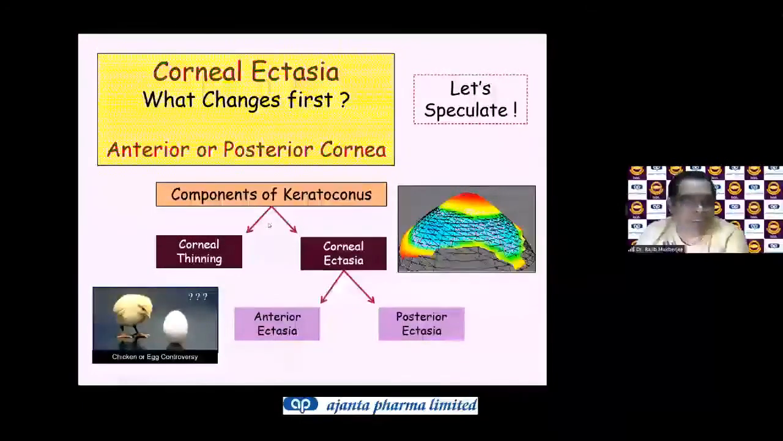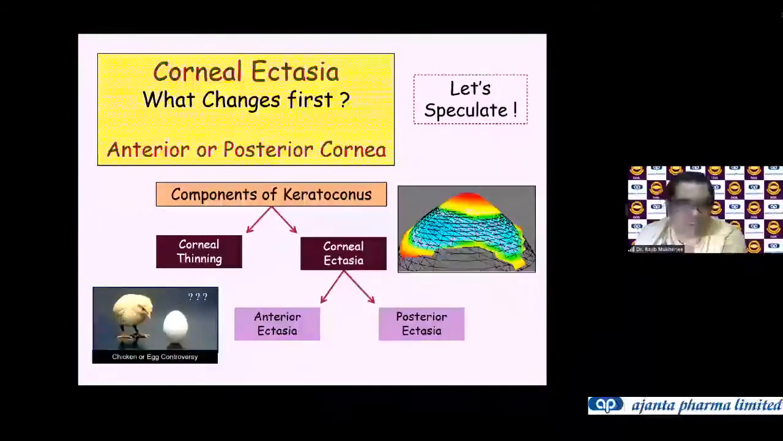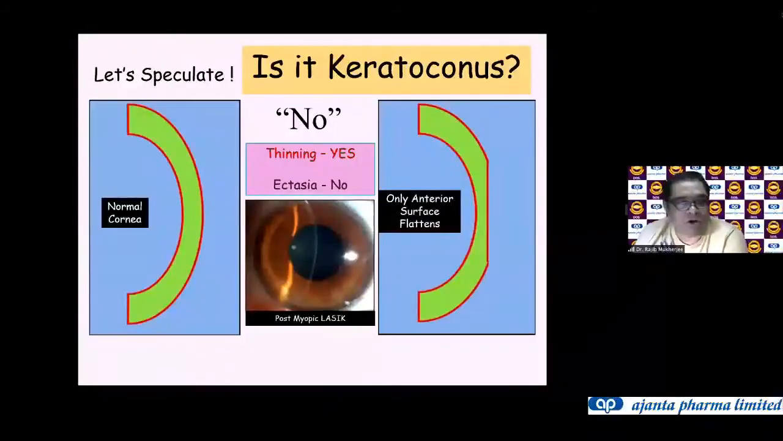Now we'll be going through certain slides where we'll be speculating different clinical conditions. So we know that keratoconus is a combination of corneal thinning and corneal ectasia. None of them are mutually exclusive to each other. And within that framework of ectasia, there is an anterior ectasia and a posterior surface ectasia. So I'll show you a series of slides now. On your left will always be a normal cornea for reference, and on your right will be a schematic diagram showing you a particular condition.